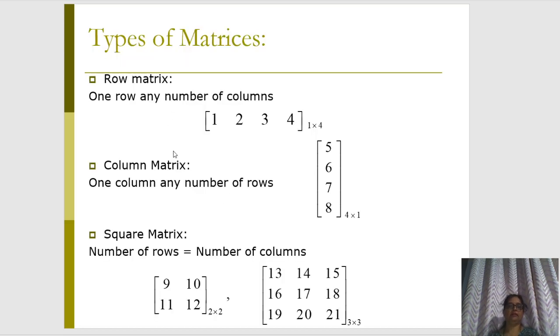Types of matrices. First is row matrix. That means one row, any number of columns, therefore order is 1 by 4. One row, 4 columns. Column matrix, one column, any number of rows, therefore order is 4 by 1. Square matrix, number of rows equal to number of columns. Here 2 rows, 2 columns, therefore order is 2 by 2. Here 3 rows, 3 columns, therefore order is 3 by 3.